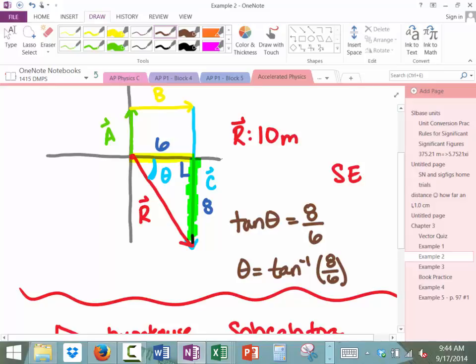Yes, ma'am. Because I want to know theta. I don't want to know the tangent of theta. I want to know theta itself. Does that make sense? Okay. I'll go look at the picture and come back.